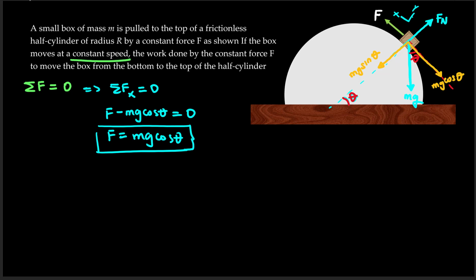Now the question requires us to calculate the work done by the force F. Keep in mind that the force F depends on angle theta, which means that it is not a constant force. Remember, the box moves along an arc of a circle, which means that the work done by F is the integral of F dx. We're integrating from 0.